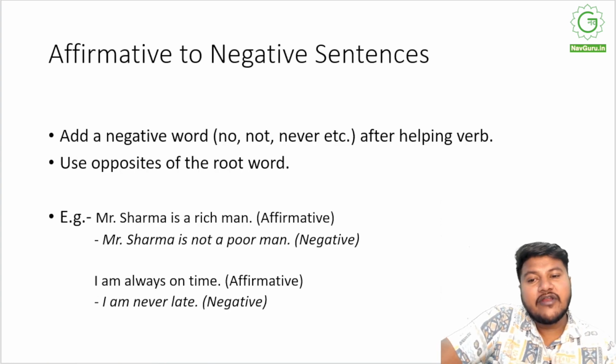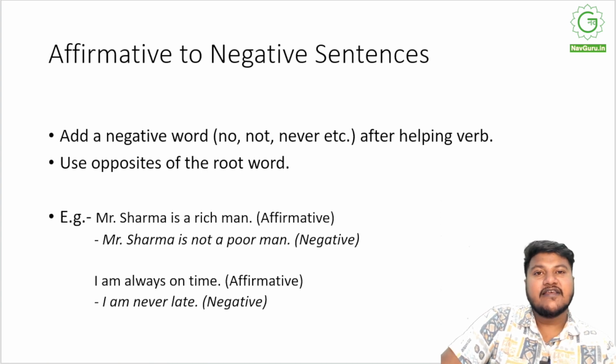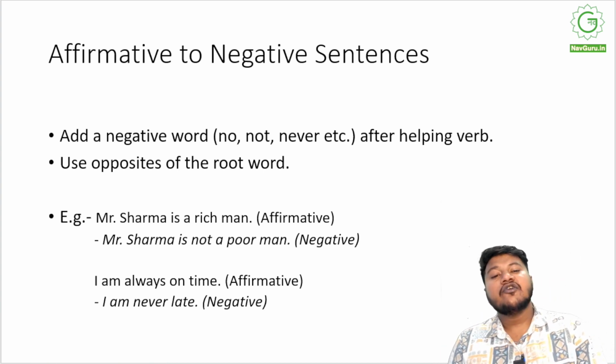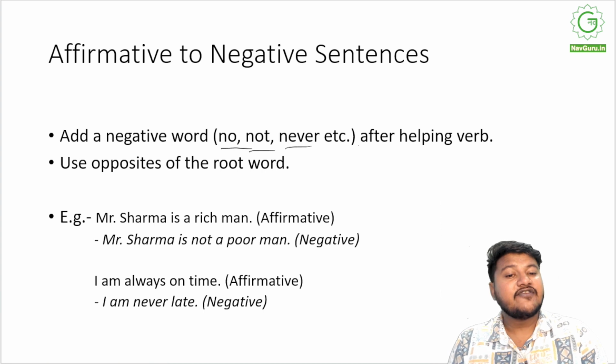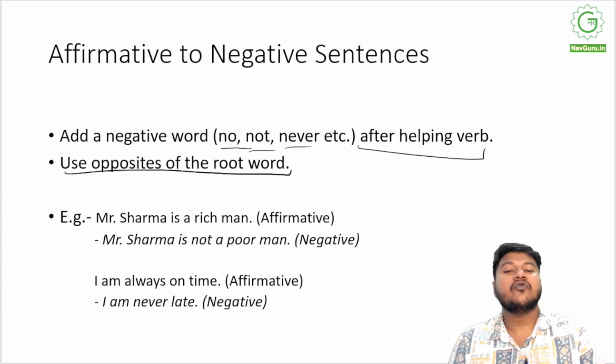Now, affirmative to negative sentences. Affirmative sentences are something that are positive, that will say something in a positive note. Negative sentences are things that are told in the manner of being negated, in a negative note, right? So always add a negative word, no, never, none, not, in the sentence just after the helping verb, and also use opposites of the root word, right?